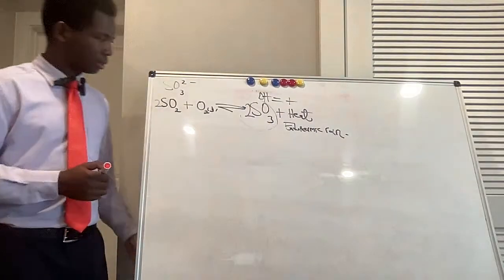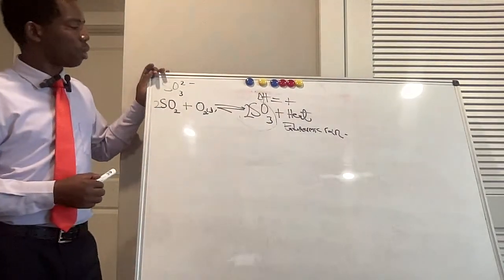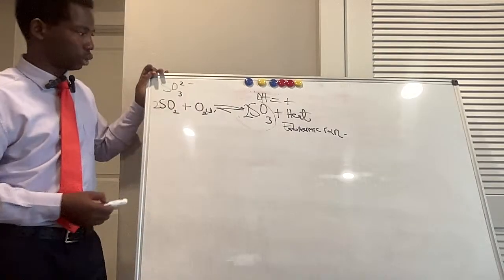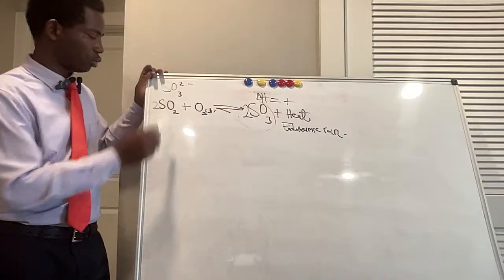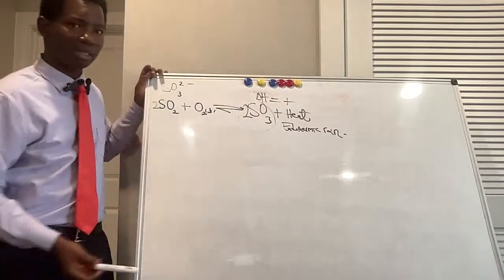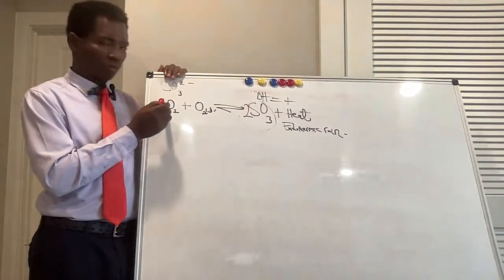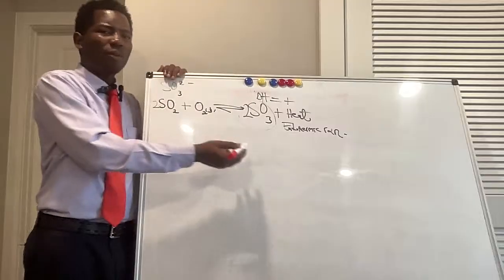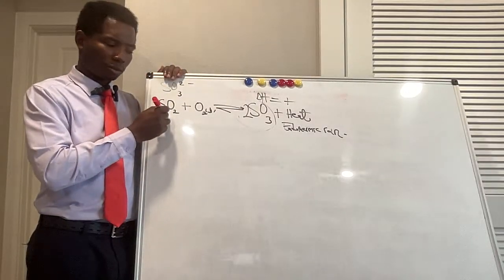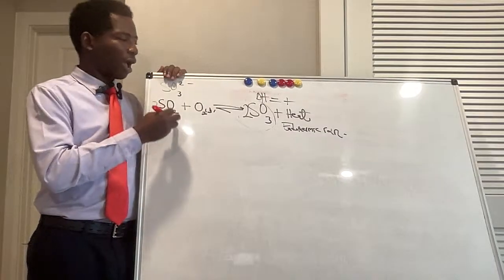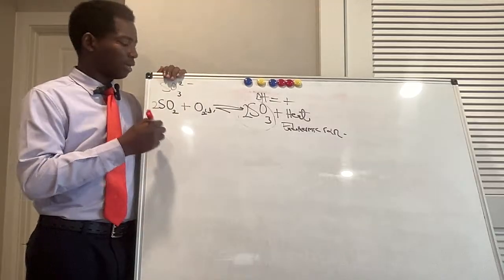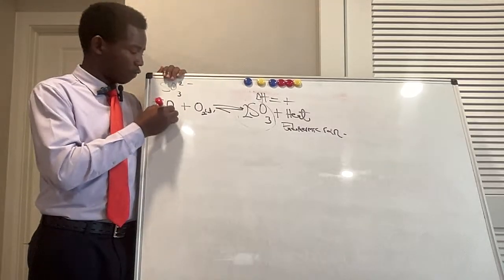So you can be asked, what is the effect in this reaction when the concentration of sulfur 4 oxide is reduced? Equilibrium will shift to the left hand side. If the concentration of sulfur 4 oxide is reduced, equilibrium will shift toward our left hand side, thereby producing more sulfur 4 oxide. So I'm answering this question based on concentration.